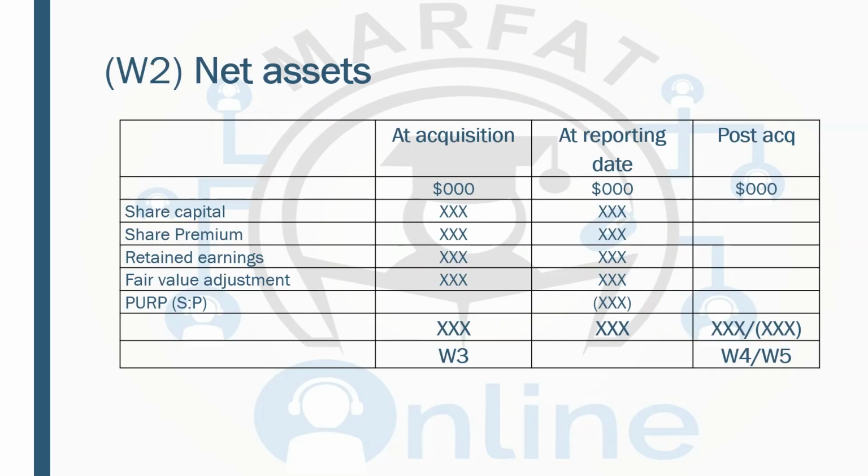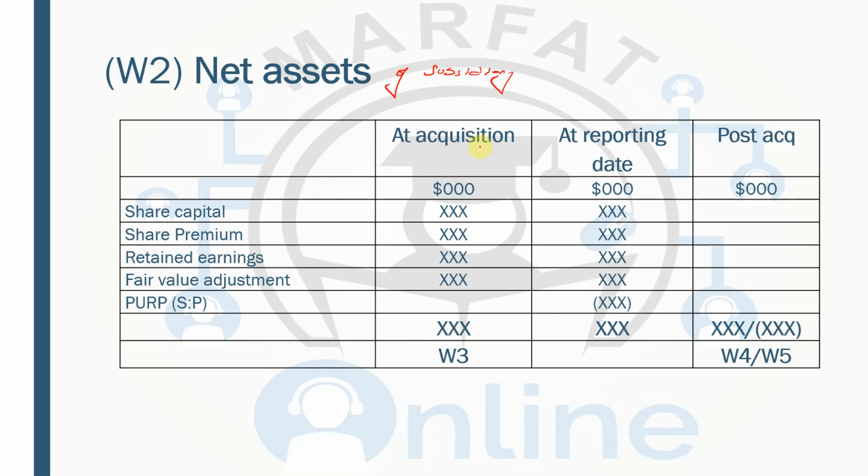Now we have working number two, which is the net assets of subsidiary. And this is again a very important working. Why are we going to calculate the net assets of subsidiary? Because we need to see whether there is some goodwill or not. What is the goodwill? The goodwill is the amount paid in excess of the net assets. That is known as the goodwill. So working number two is going to be the net assets of subsidiary.